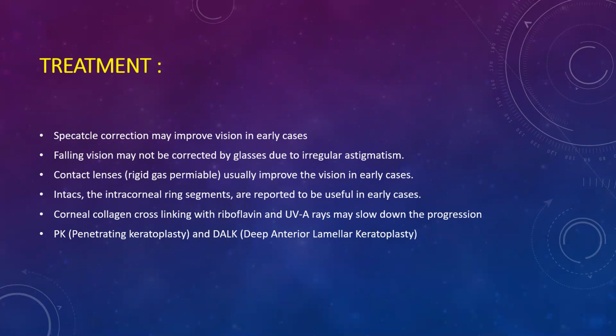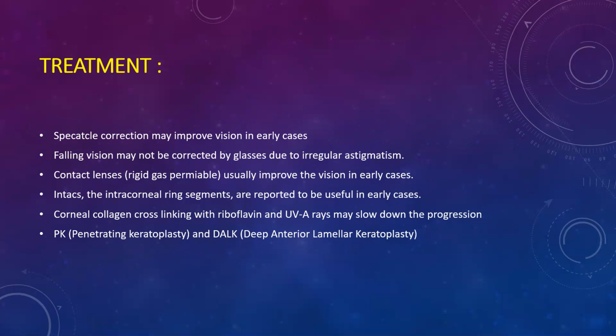And coming to intacs, they are nothing but intracorneal ring segments and are reported to be useful in early cases. And corneal collagen cross-linking with riboflavin and use of ultraviolet A rays may slow down the progression.